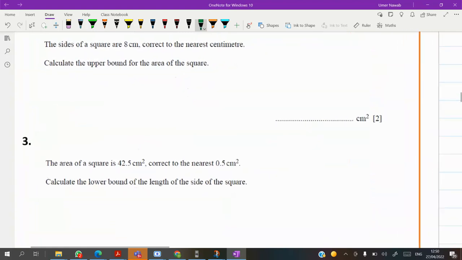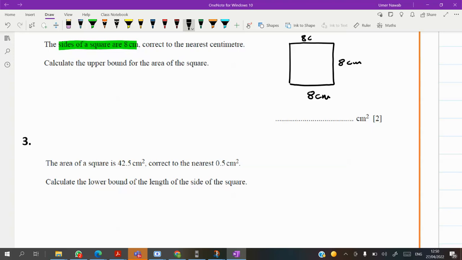Next question. You can find area and perimeter questions mainly in paper 2, where he tries to engage the area and perimeter concept with lower bounds and upper bounds. As you can see in this question, he's talking about a square. All of you know a square is like this, which has all the sides equal. All inside angles are 90 degrees. This is a regular polygon of four sides. He said that this is a square with side 8 centimeters, but the degree of accuracy is mentioned: correct to the nearest centimeter.